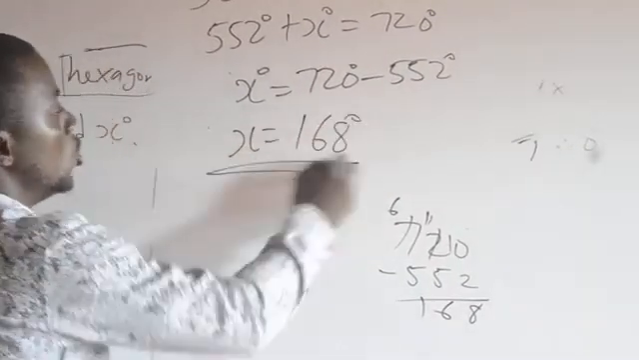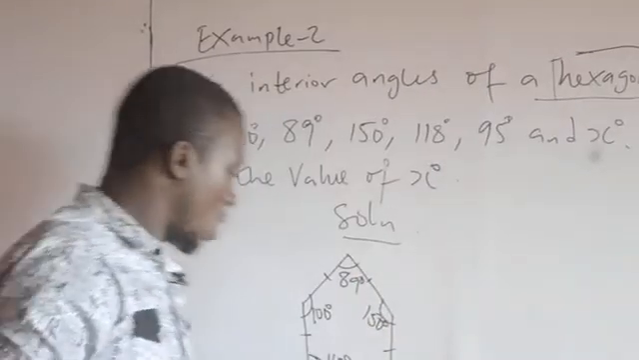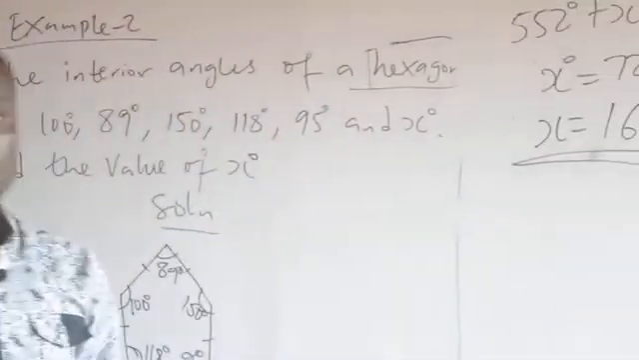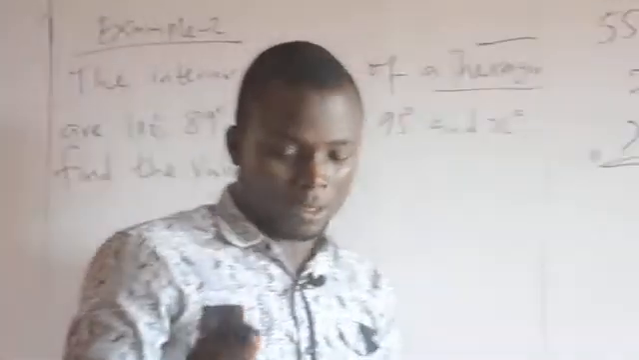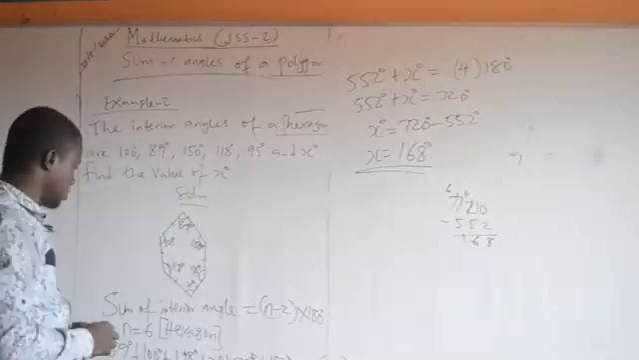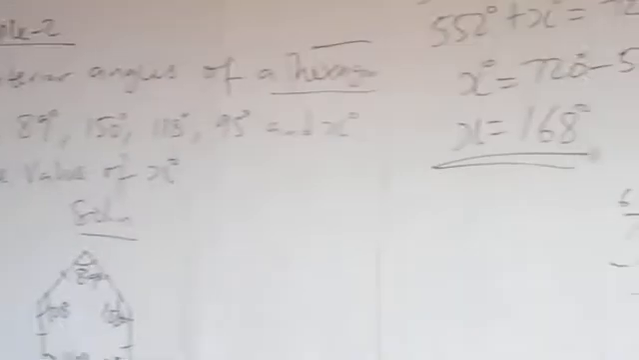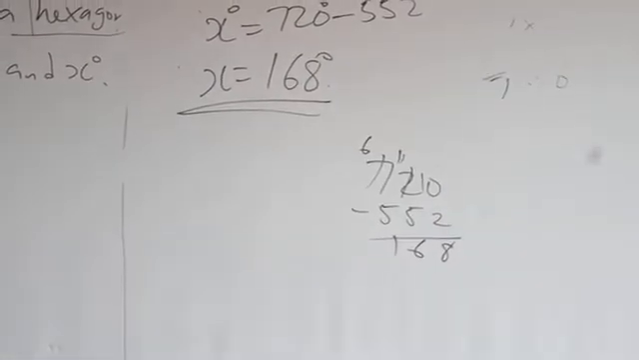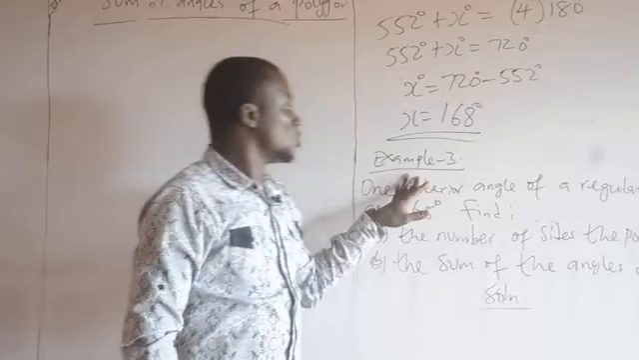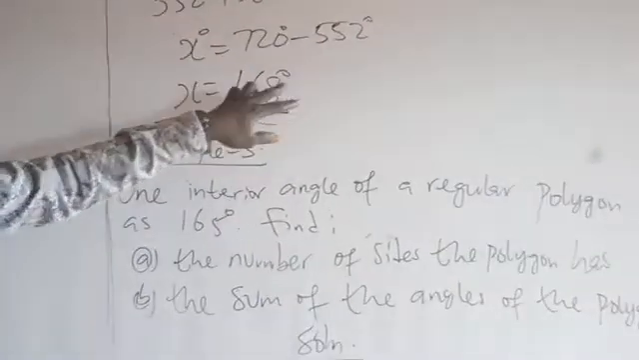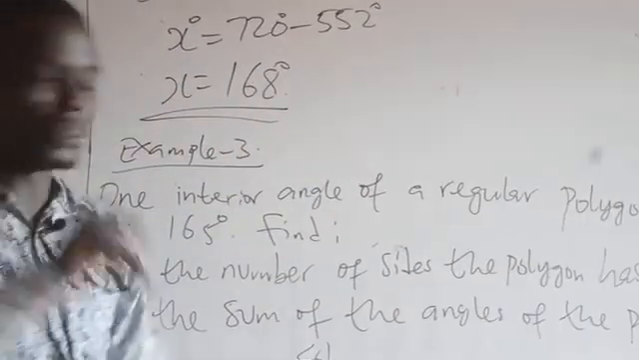168 degrees. So that means the value of S, the interior angle that is not known, is 168 degrees. Hope you are following. I believe it is clear. Alright. So we are done with example 2, and the answer gave us 168 degrees for the size of the unknown interior angle.